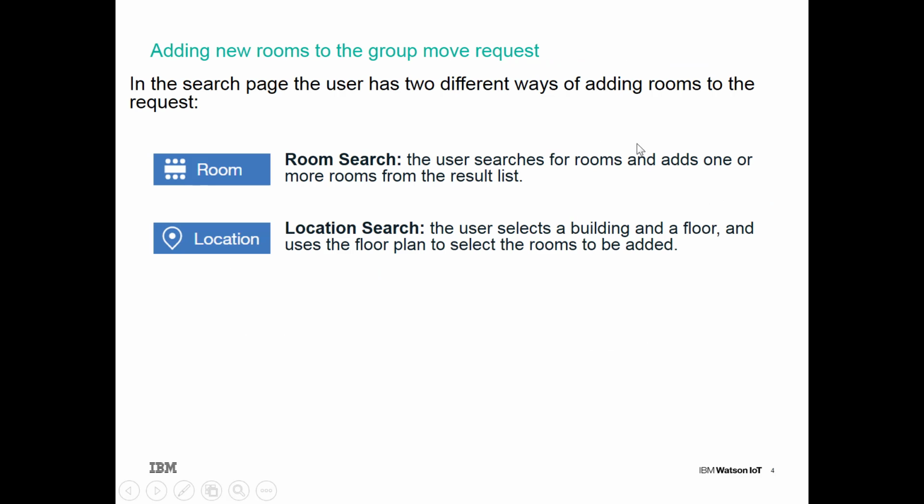When we are trying to add a room to the group move request, there are two different ways of doing that. The first is selecting in the search page the room search, indicated by this icon. The room search enables the user to search for a room. It will receive a result list, and in that result list the user can select one or more rooms to be added to the request. The second option is the location search, denoted by this icon. When the user selects this option in the search page, he selects a building and a floor and uses the floor plan to select the rooms to be added to the group move request.